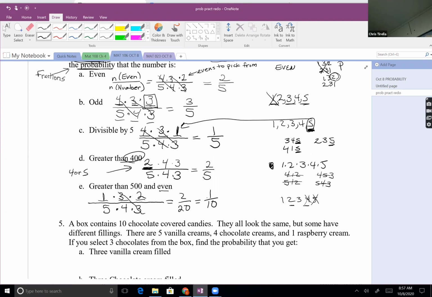And again, with these, I think it's easier to use that idea of filling in the blanks as opposed to using permutation notation. Like greater than 400, I guess you could say that the denominator is going to be 5p3. The numerator, there's 2p1 times 4p2 is the way it would be written out. And at some point, I kind of think that maybe just filling in the blanks and multiplying is the easier way to go. But if you really want to use your permutation notation, you can.